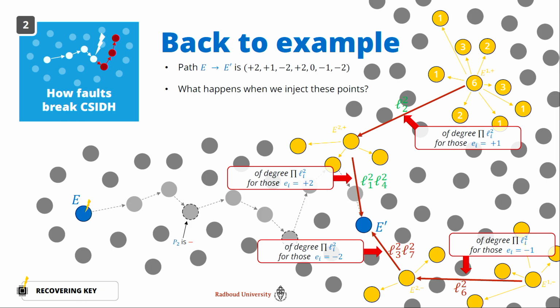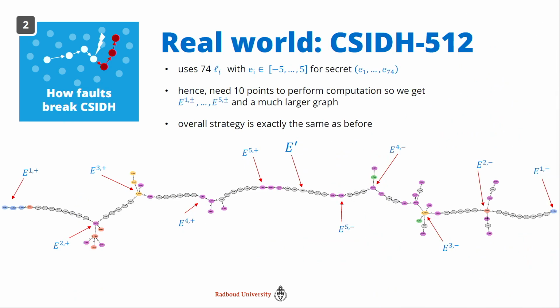So we're going to look at a real-world example now. CSIDH-512 uses 74 of these Lis. And the coefficients that you can pick will go from -5 to 5. Your secret key will be these 74 coefficients. So we need 10 points, 5 positive points and 5 negative points, to perform a computation as before. And these 10 points are the ones that we're going to inject.